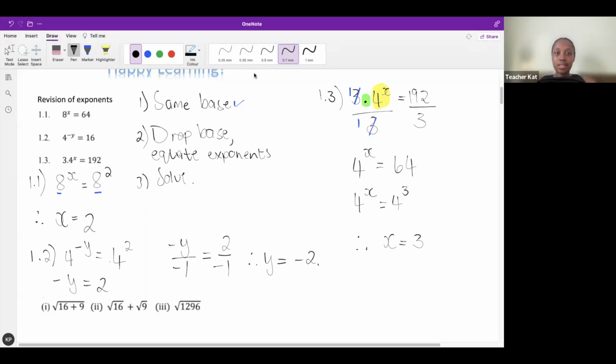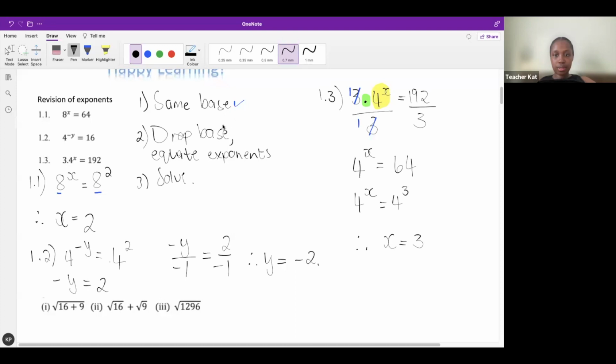Thumbs up, thumbs down on the first few sums that we have done: 1.1, 1.2, and 1.3. I see some thumbs up. It's all right, Seth. I see your message. Bongo Musa, do you have a question? Yes, ma'am.